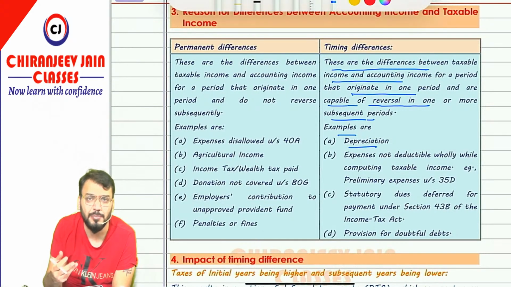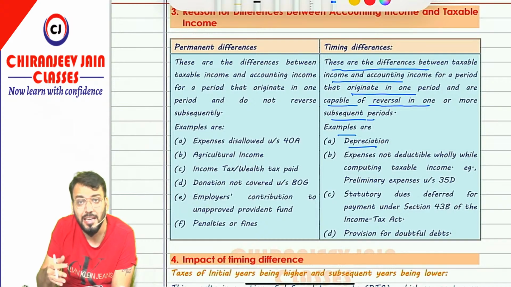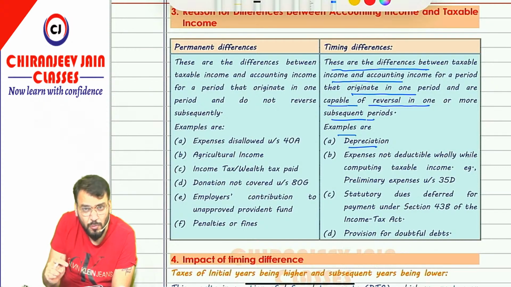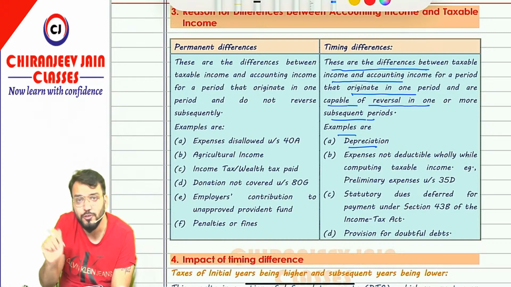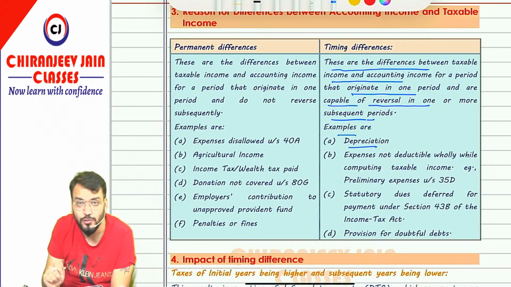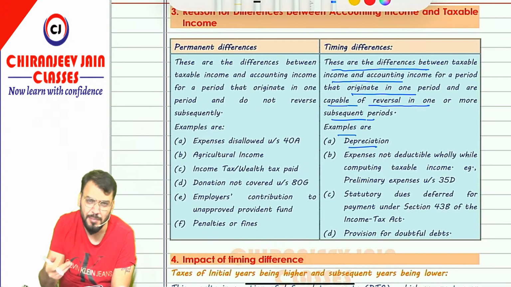Or there are many expenses, for example preliminary expenses. We know under the Income Tax Act, preliminary expense will be allowed over 5 years on an equal basis, but under books of account it will be expensed in the year in which it is incurred. So can you say it will be disallowed in the first year and allowed in future? So there are some preliminary expenses which will be disallowed in the current year under the Income Tax Act, which will be allowed in future. There may be many examples, we can take n number of examples.